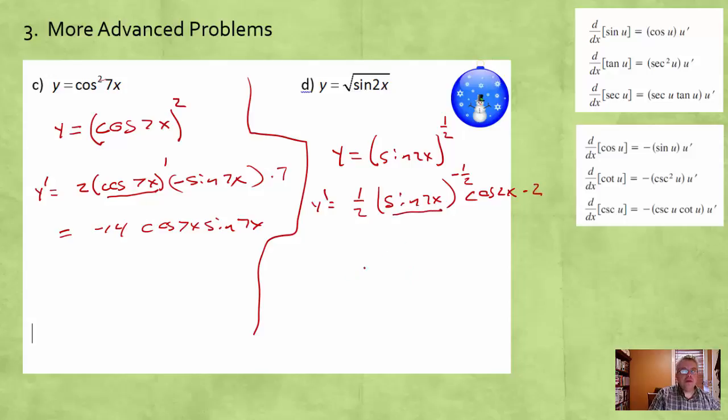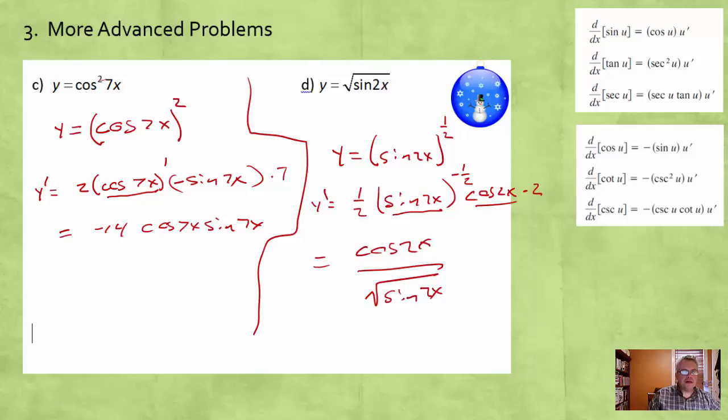We're just doing what we did in the first few slides. Derivative of sine is cosine. Evaluate at 2x times its derivative. 1/2 and the 2 cancel, so we can keep this in the numerator. And the denominator is going to go square root of sine 2x.